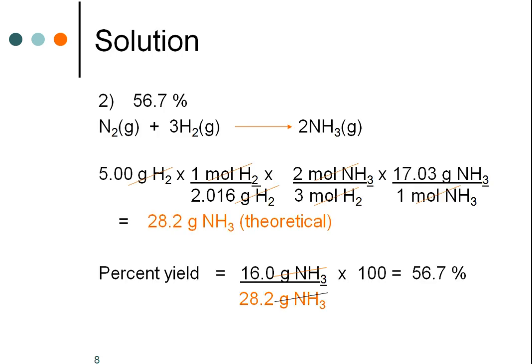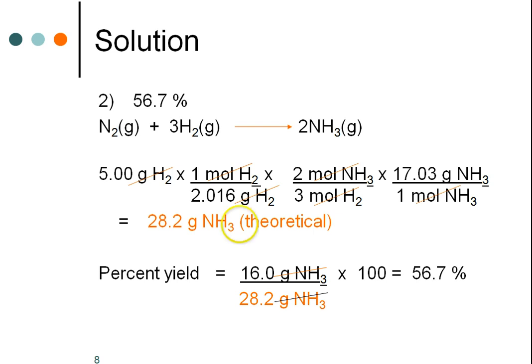The actual answer will be 56.7%. Based on the balanced equation right there and the mass provided, the 5 grams of hydrogen, you divide by its very precise molar mass of 2.016, molar ratio is 2 to 3, and then multiply by another very precise molar mass of 17.03 grams of ammonia, which will then yield 28.2 grams. This is your theoretical amount. This assumes that all 5 grams go through the entire reaction perfectly, nothing is lost to chance, the environment, etc., and the amount that you would expect to get would be 28.2.